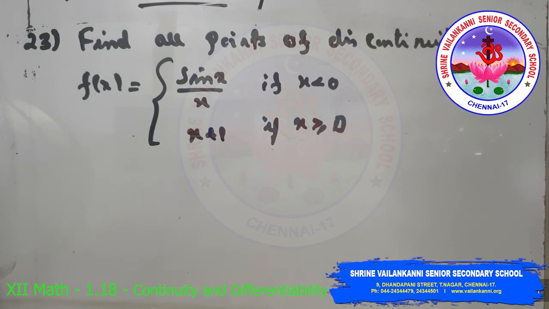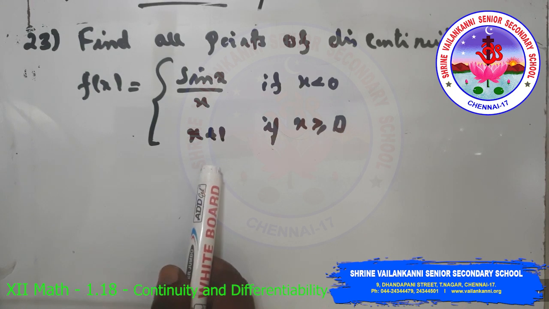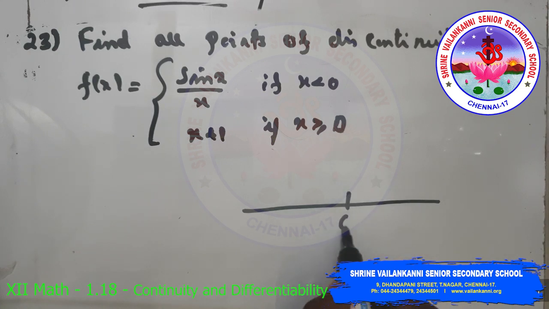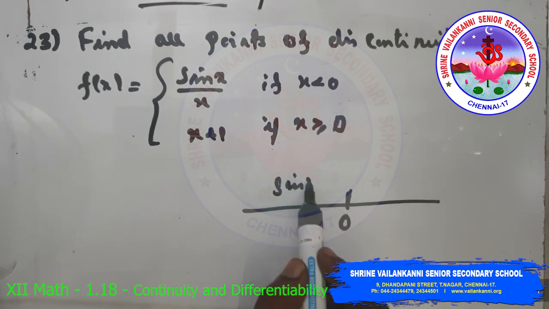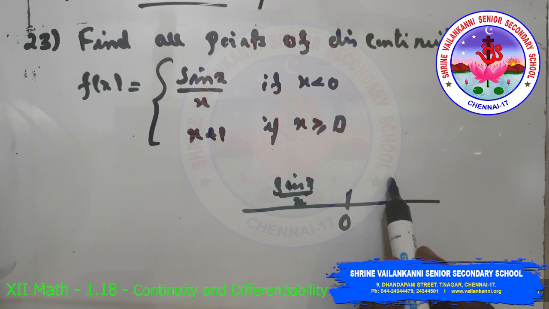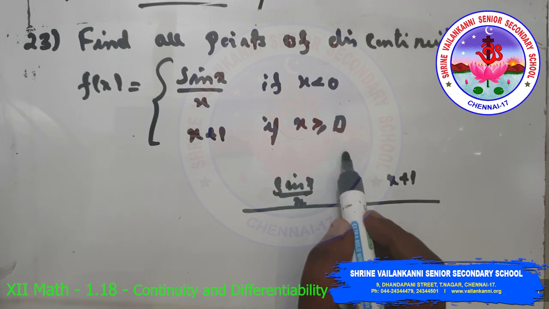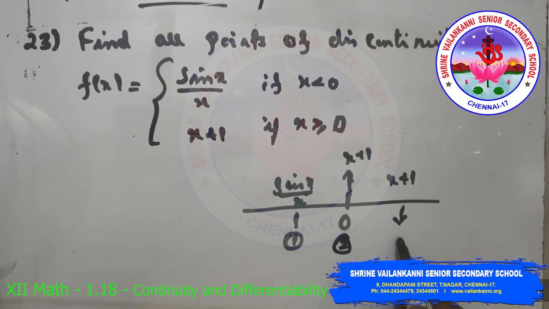23rd question, find all points of discontinuity of f where f of x is equal to sin x by x if x is less than 0, and it is equal to x plus 1 if x is greater than or equal to 0. So using the number line at x equal to 0, if x is less than 0 then we have sin x by x, and if x is greater than 0 we have x plus 1. At x equal to 0 we have x plus 1. So we have to consider three cases: when x is less than 0, at x equal to 0, and when x is greater than 0.